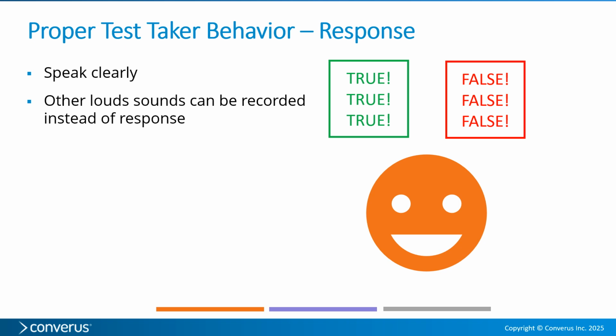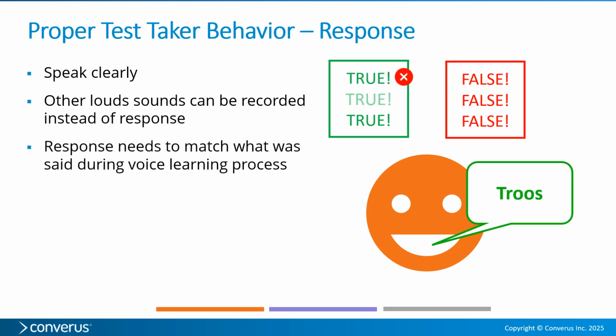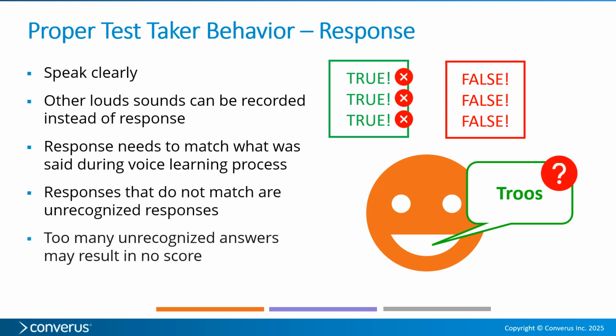During the test instructions, the examinee will be asked to say true or false 3 times. This is a voice learning process. The app records those responses to create a baseline response. If the examinee's responses during the test do not match the baseline sound, it can be considered unrecognizable. Too many unrecognized answers may negatively impact the test results.